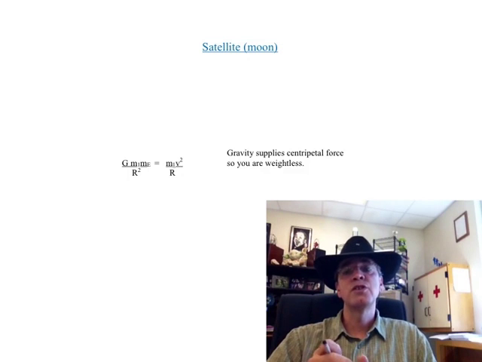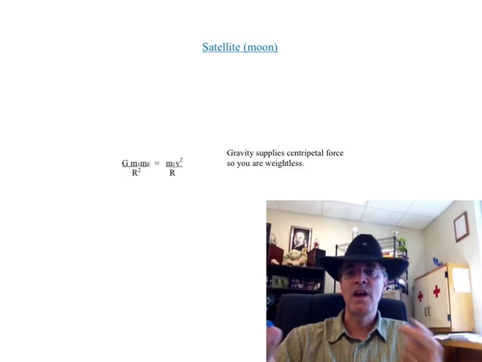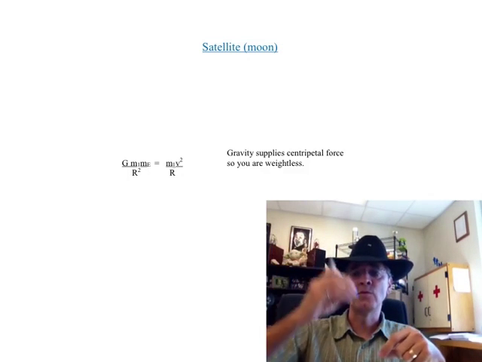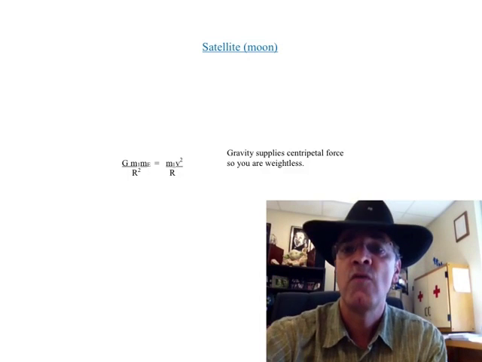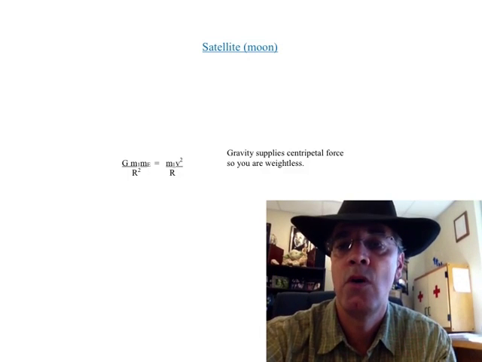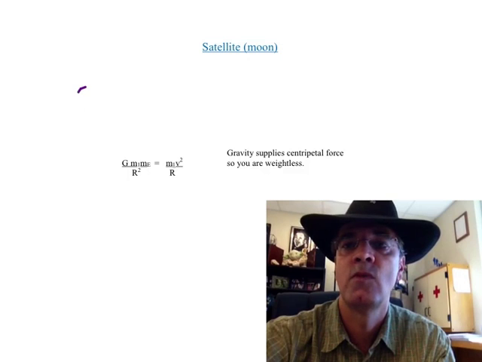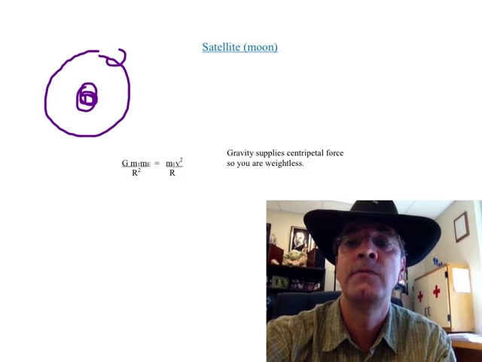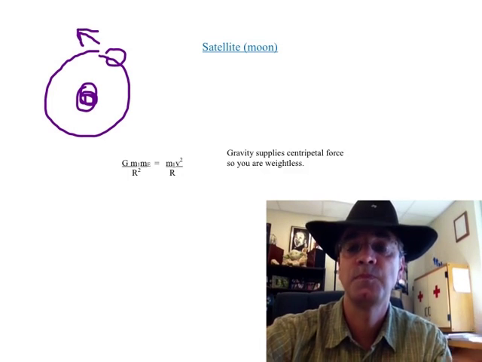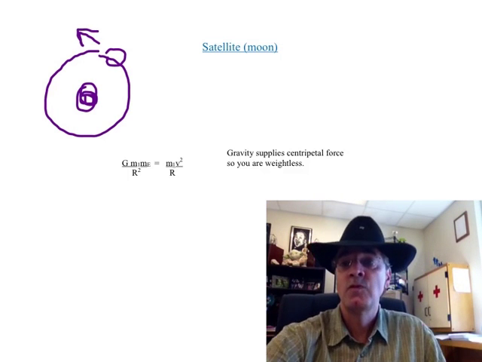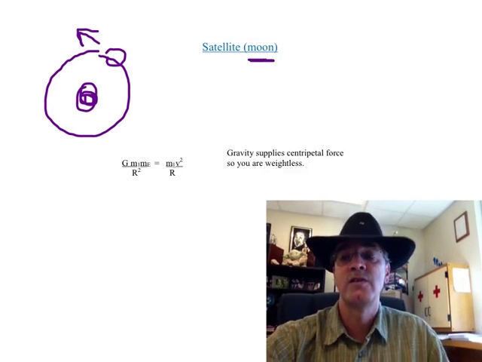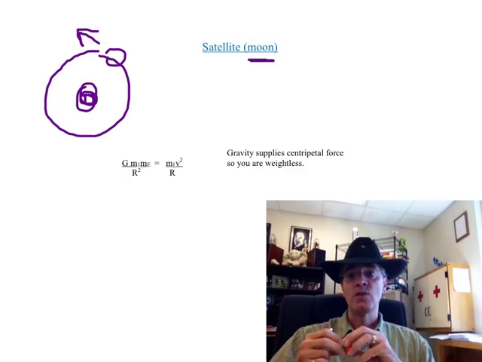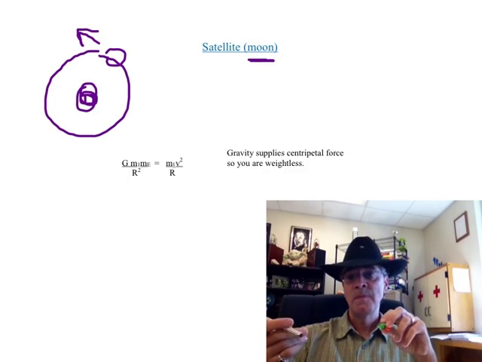The next kind of situation that we're going to talk about is any kind of satellite going around the Earth. So if we put the Earth in the middle, something going around the Earth. The main one we talk about is the Moon, right? Because that's the biggest satellite we have. They all work the same though, so it's nice.